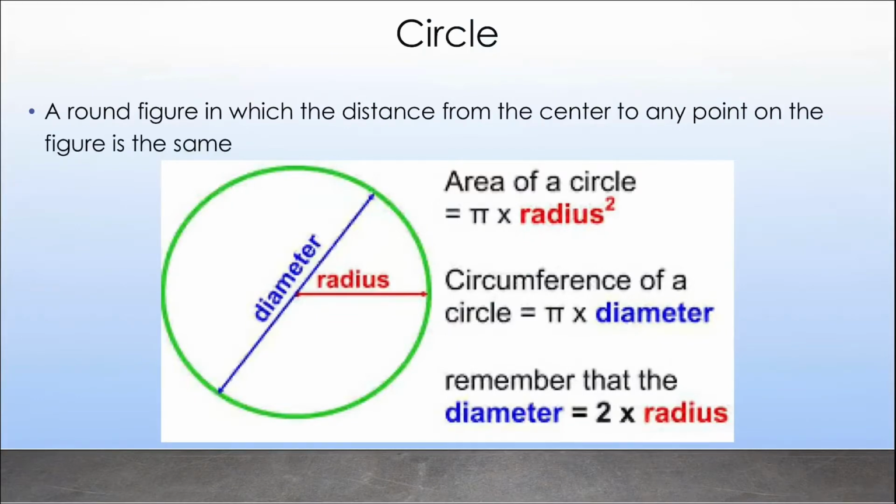So we have our circle. It's a round figure in which the distance from the center to any point on the figure is the same. Okay, so we know the area of a circle is pi times the radius squared. The circumference of a circle is pi times the diameter. And remember, the diameter is the radius times 2, or twice the radius.